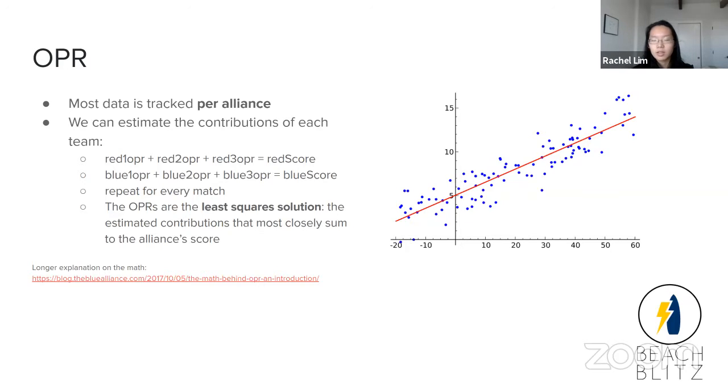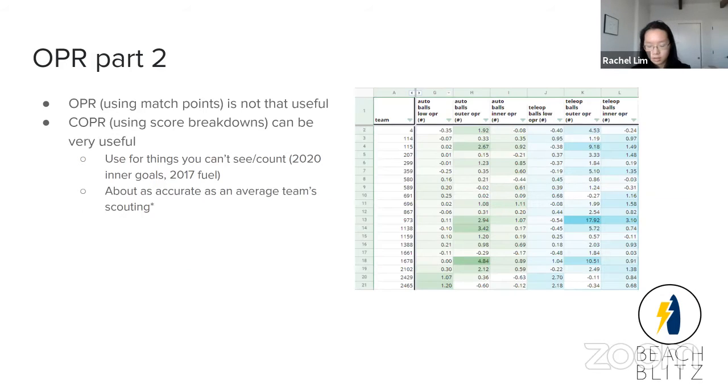And something to note is that I say red score and blue score, but you can really do this with any score breakdown that's in the API. So not just total points, but for example, you can do it with the Teleop balls lower, inner, and outer. And that is what we sort of call COPR, or component OPRs, using the score breakdowns.